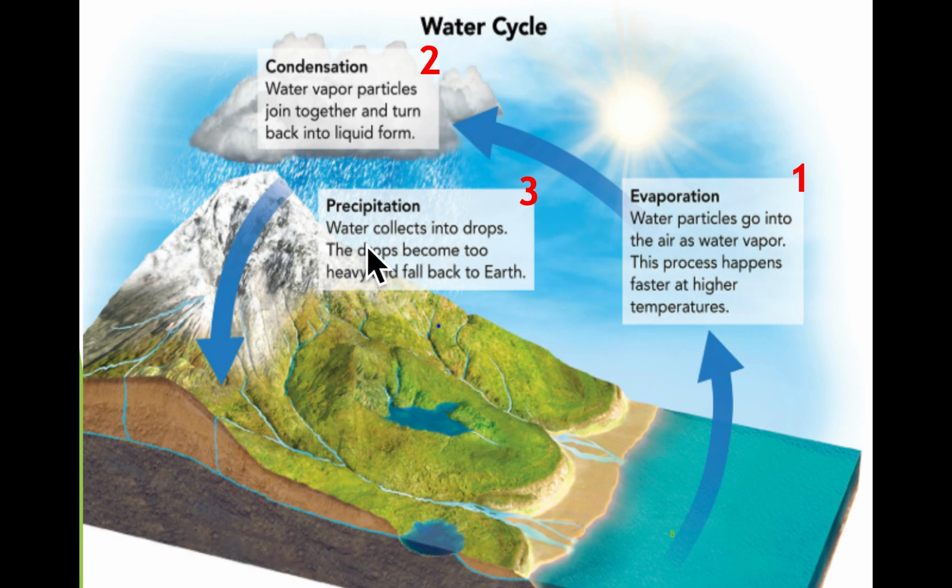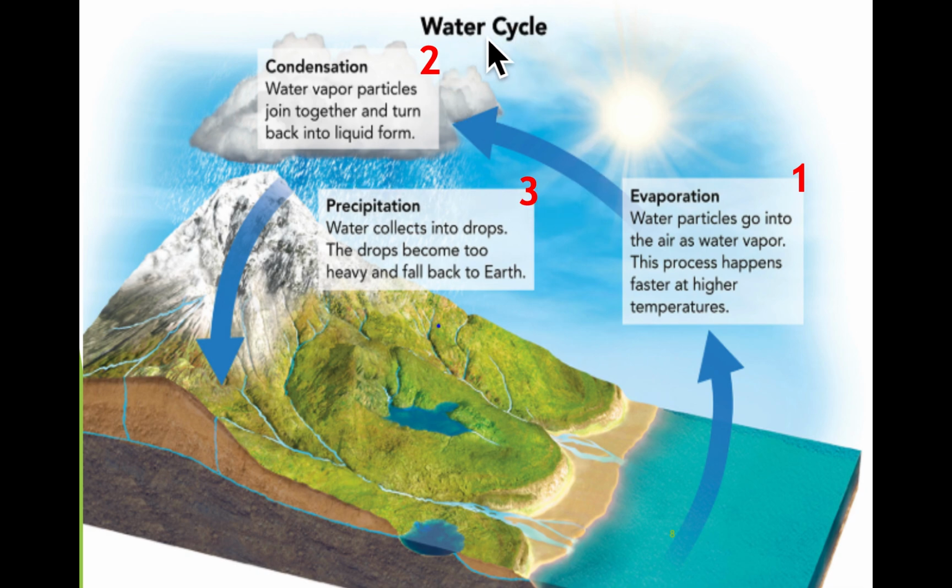Precipitation is when water collects into drops. The drops become too heavy and they fall back to earth. Now there are different kinds of precipitation. Precipitation can come in the form of rain. It can come in the form of snow and hail.